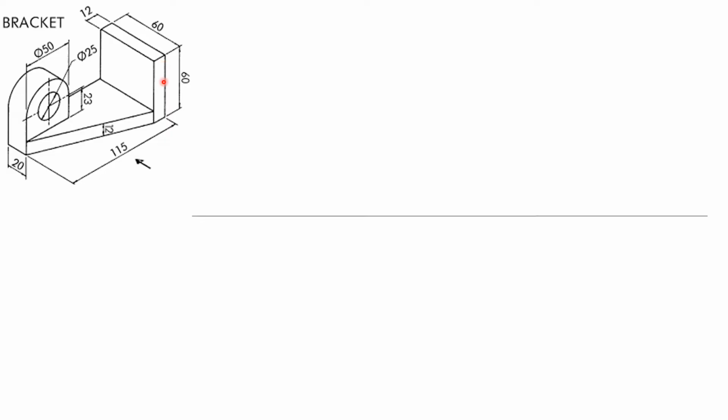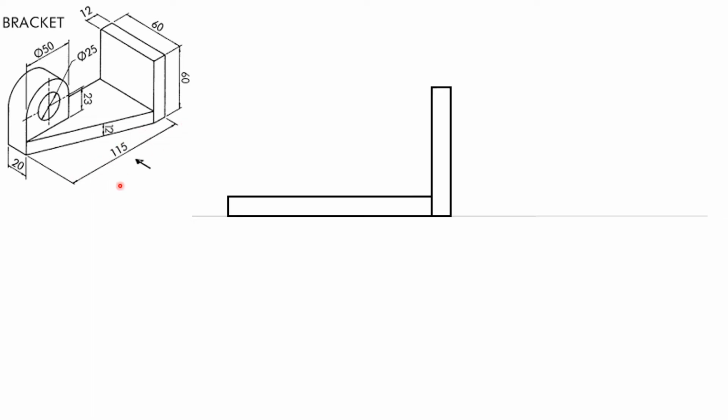So let us first draw this face. Here this face is 115 mm in length, and this face is 60 mm in height. So these will be your faces, this inclined face and the vertical face. It will be 115 mm long and 60 mm high. The thickness of this face and the width of this face we can take from the question, which is 12 and 12 respectively.